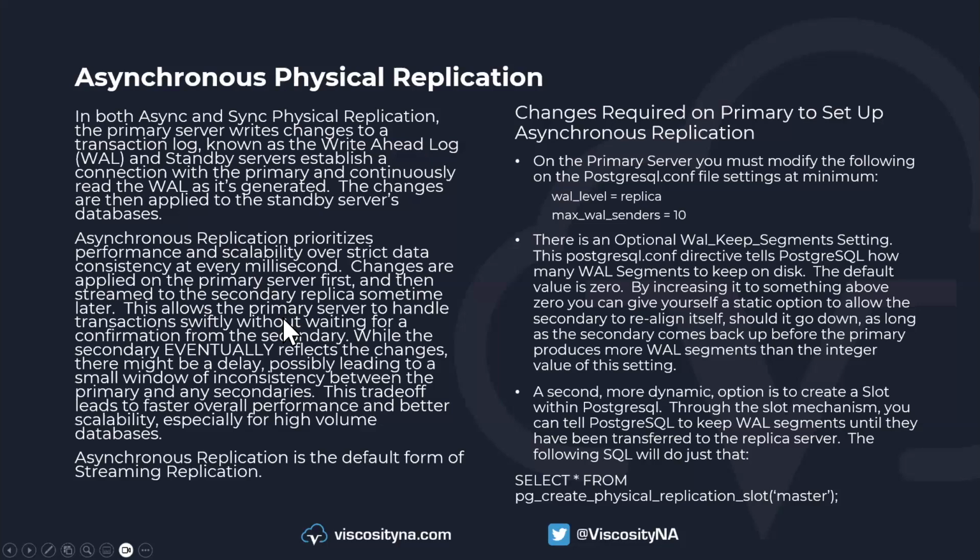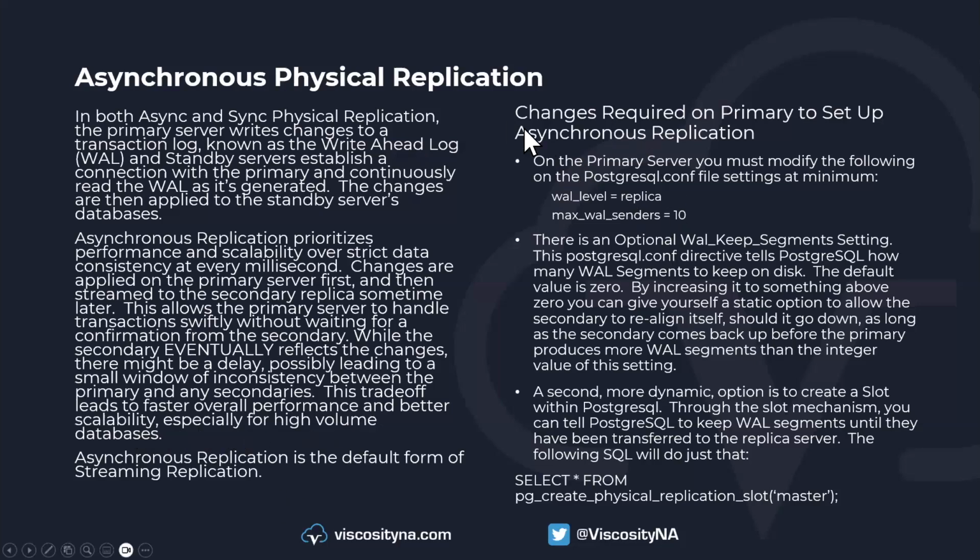Asynchronous replication prioritizes performance and scalability over strict data consistency at every millisecond. Changes are applied on the primary server first and then streamed to the secondary sometime later. That's the key point, sometime later. This allows the primary server to handle transactions simply without waiting for a confirmation from the secondary. And while the secondary eventually reflects the changes, there might be a delay, possibly leading to a small window of inconsistency between the primary and these secondaries. That's something to keep in mind if you're in a situation where you could incur data loss. This trade-off leads to faster overall performance and better scalability, especially for your higher volume databases. And again, that's the default form of streaming replication.